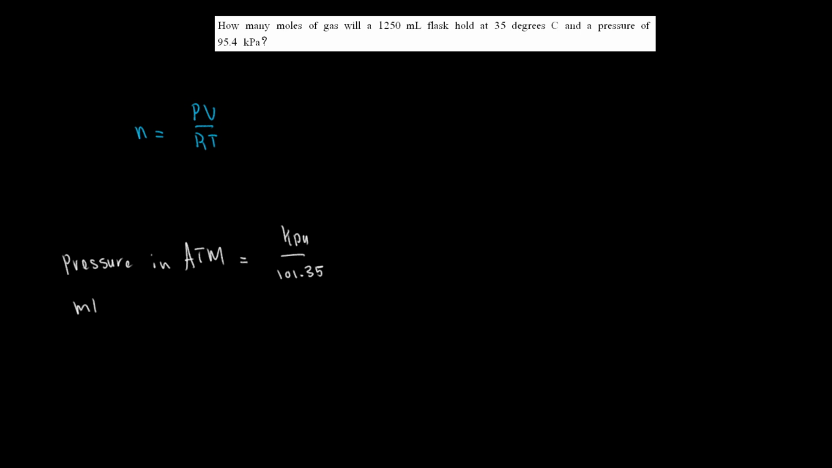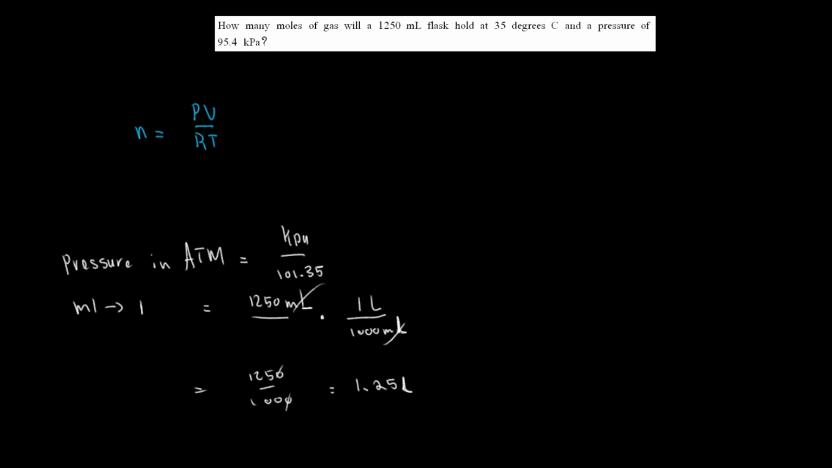How do I go from milliliters to liters? That's very simple. All we do is take 1,250 milliliters and we want to cancel out to get liters. So how do I do that? Well, I can say 1,000 milliliters is equal to 1 liter. In this case, our milliliters cancel out. So we simply have 1,250 divided by 1,000. That gives me 1.25 liters. Okay, so now we have our V.